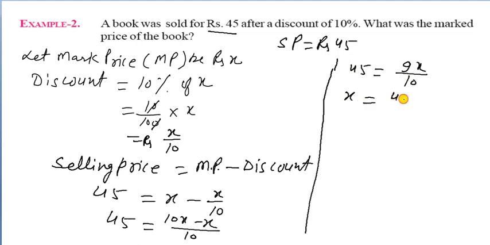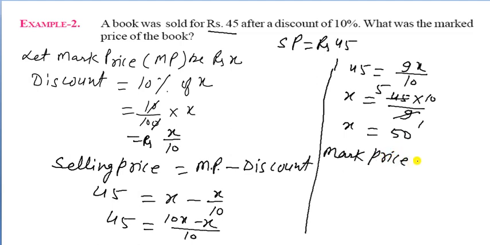Now X will be equal to 45 into 10 divided by 9. Sending this 10 to the other side, it becomes multiplication, and this 9 comes into division. 9 ones are 9 and 9 fives are 45. So X will be equal to 50. It is not the selling price, it is the mark price. So the mark price is equal to rupees 50. That is your answer.